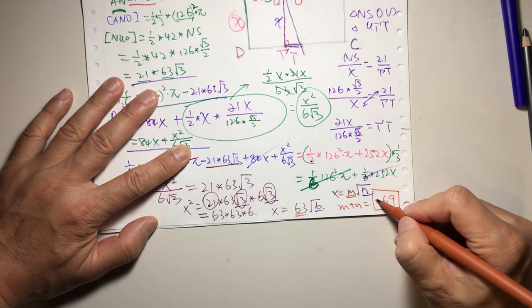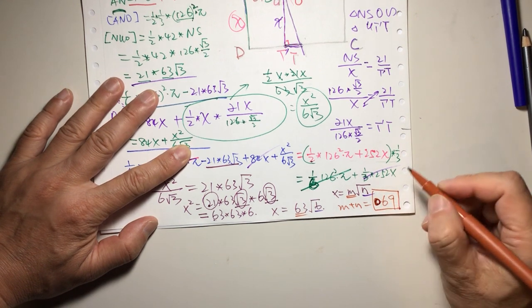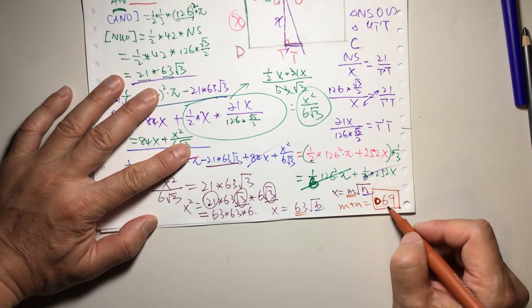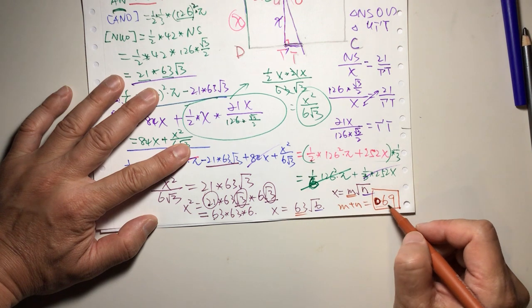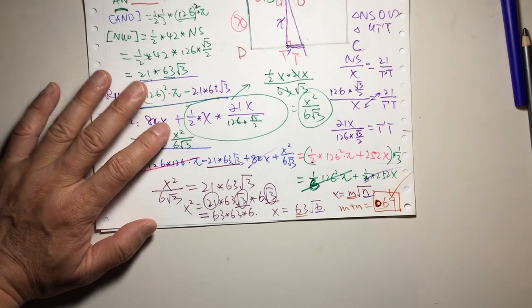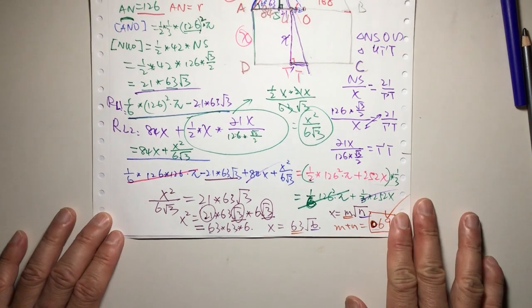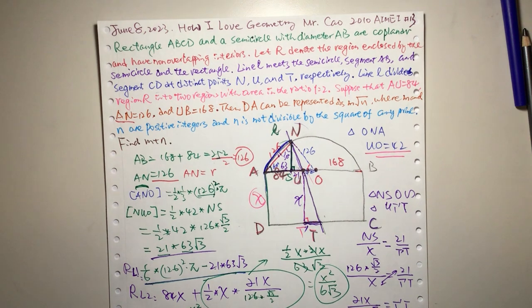I mean, for the requirement of the AIME, we should get a 3-digit integer number. So I added 0 before 69. That's the final answer, 069. Okay, done. This problem is not too hard, right? It's just a little complicated.